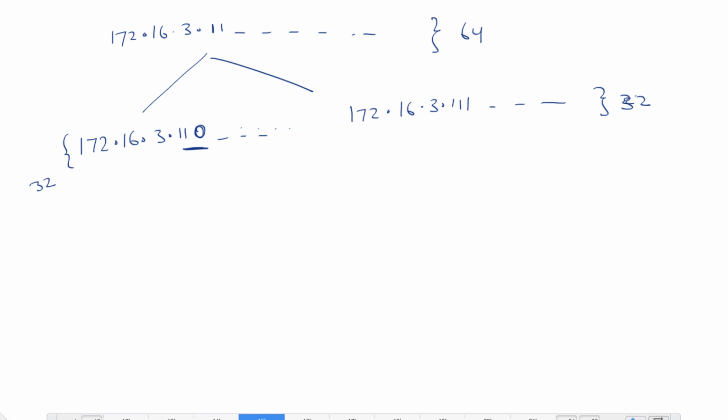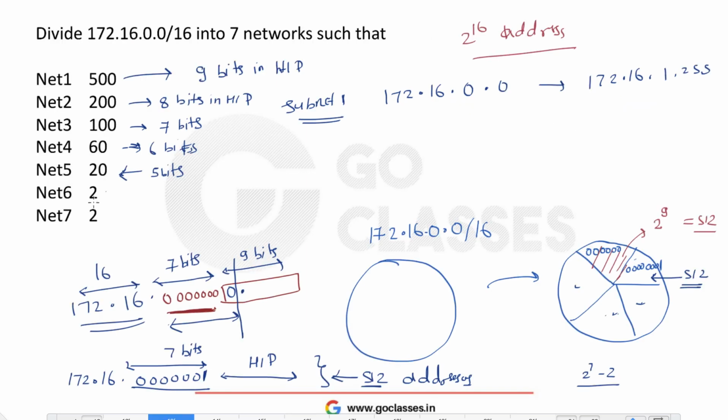Let me check first how many bits you need. Here you need 2 hosts. These are the number of hosts. So you need 2 hosts, which means 2 bits. If you give 2 bits, then there will be 2 power 2 addresses, which means 4 addresses. Out of those 4 addresses, the first address will be the network ID. The last address will be the direct broadcast address. The remaining 2 addresses will be your host addresses. So you need 2 hosts.